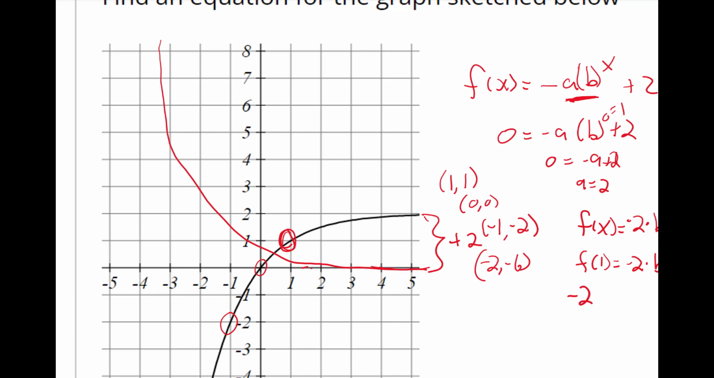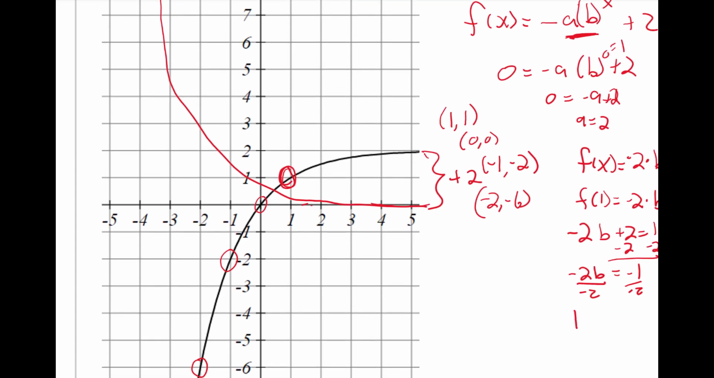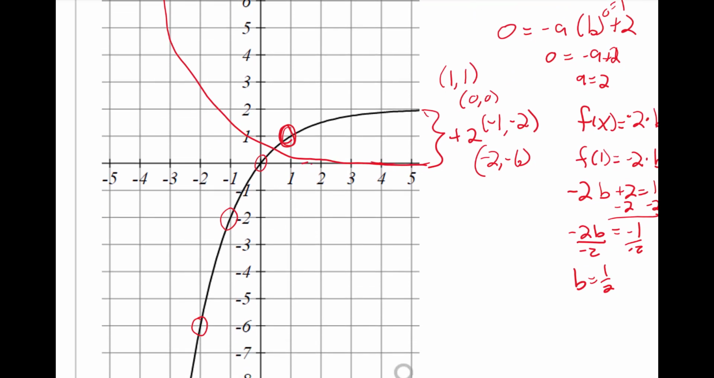So negative 2b plus 2 is 1. If we subtract 2 from both sides, negative 2b equals negative 1. Dividing by negative 2, we have b equals 1/2. So our graph must be f of x is negative 2 times 1/2 to the x plus 2. And that's it.